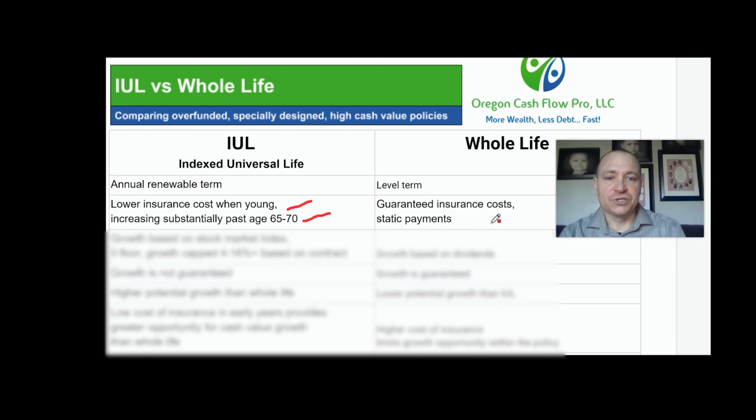Compare that to whole life insurance, and you have guaranteed insurance costs, what we call static payments. So the payments are going to be the same year after year after year. They're not going to increase.